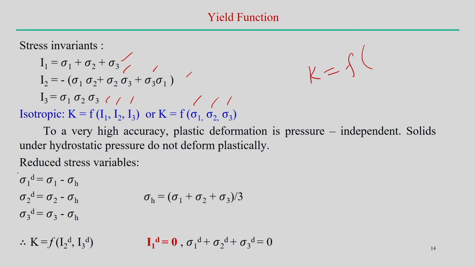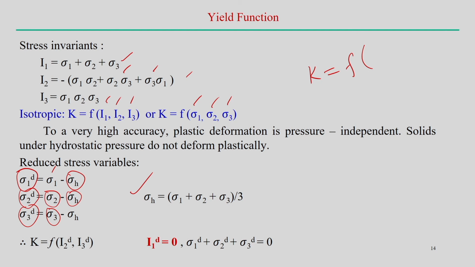For example, the deviatoric component of the principal stress is the actual value of the principal stress minus sigma h, where sigma h is the hydrostatic stress component. Similarly, sigma 2 d, the deviatoric stress component, is the actual value of the principal stress minus the hydrostatic stress component. Similarly, for sigma 3 d we can write sigma 3 minus sigma h. We know the hydrostatic stress component is simply the average of these values, sigma 1 plus sigma 2 plus sigma 3 divided by 3.